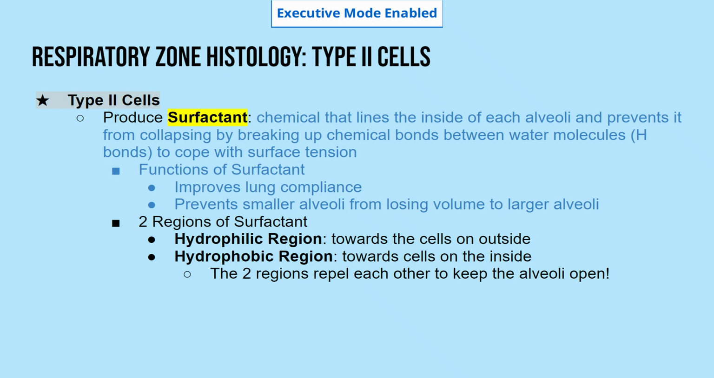And then there are two regions of surfactant, a hydrophilic region and a hydrophobic region. And they repel each other to keep the alveoli open.